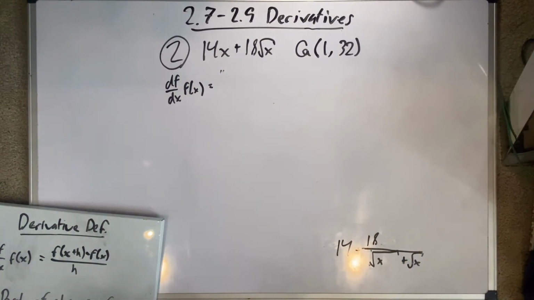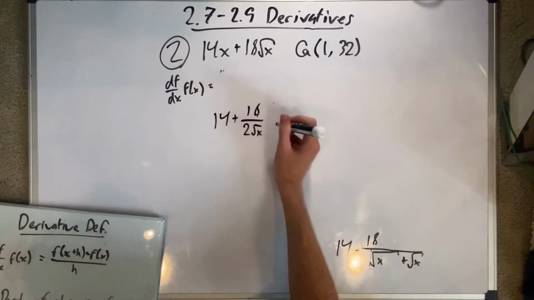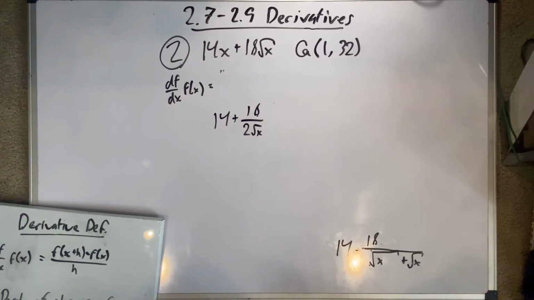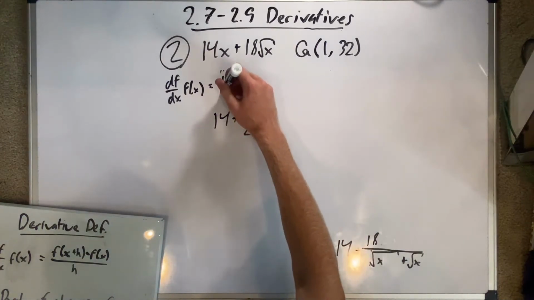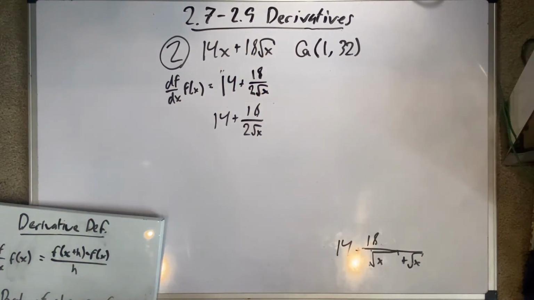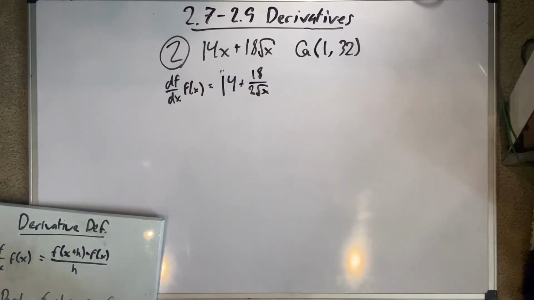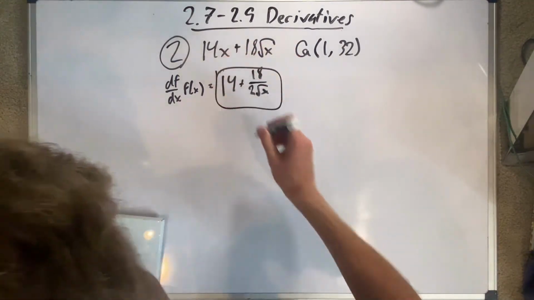There we go. So then we'll go 14 plus 18 over 2 rad x is equal to, this is our derivative. 14 plus 18 over 2 rad x is our derivative. That's as simplified as we can get it, although we can rationalize the denominator, but don't. Okay, there we go. That is our simplified derivative. It looks disgusting, but that's what it is. So we're going to box this.